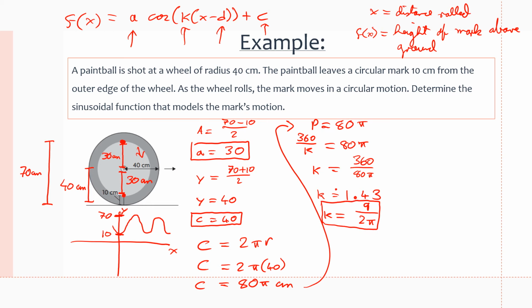Okay, now the last thing we have to find is the phase shift. Now the phase shift will be the amount of distance that the wheel covers when this mark gets right to the top. Because if we're using cosine, as we are, we want to find the phase shift to this point on the graph, from here to here, because that means our original cosine of x graph will have shifted that much to the right.